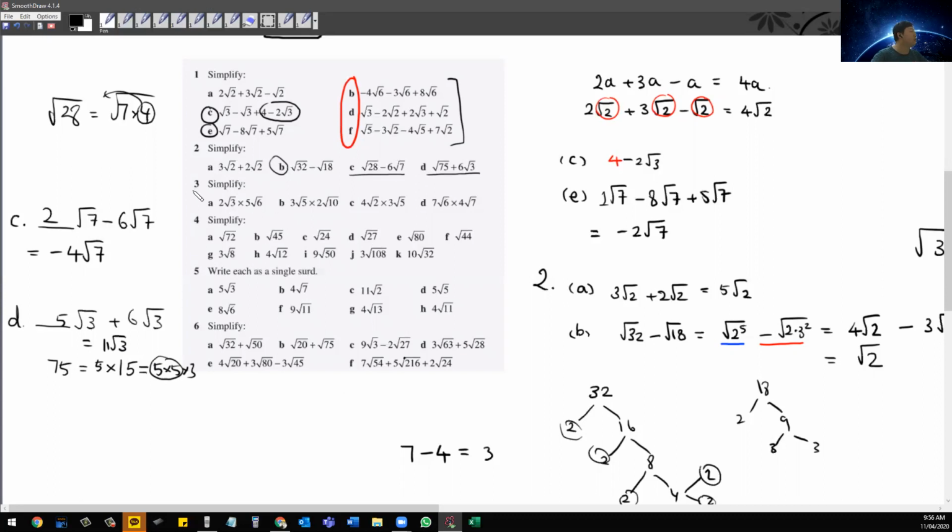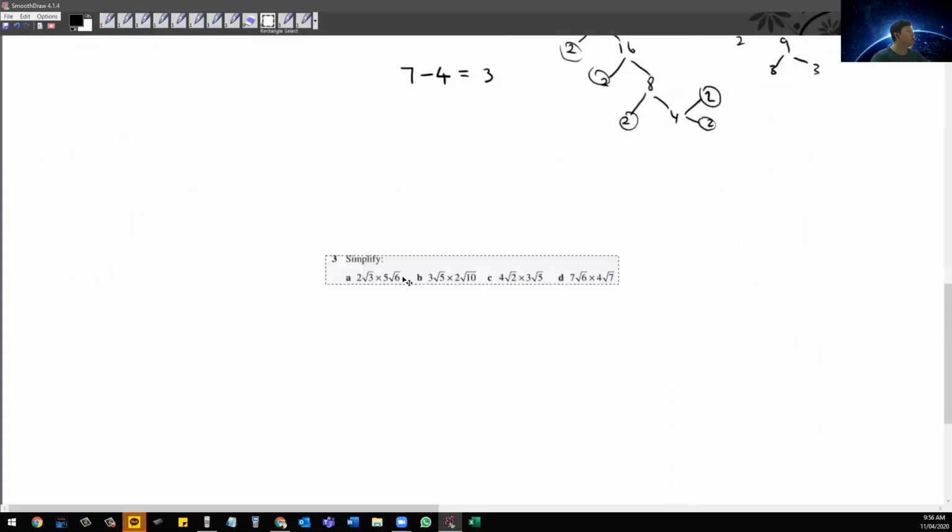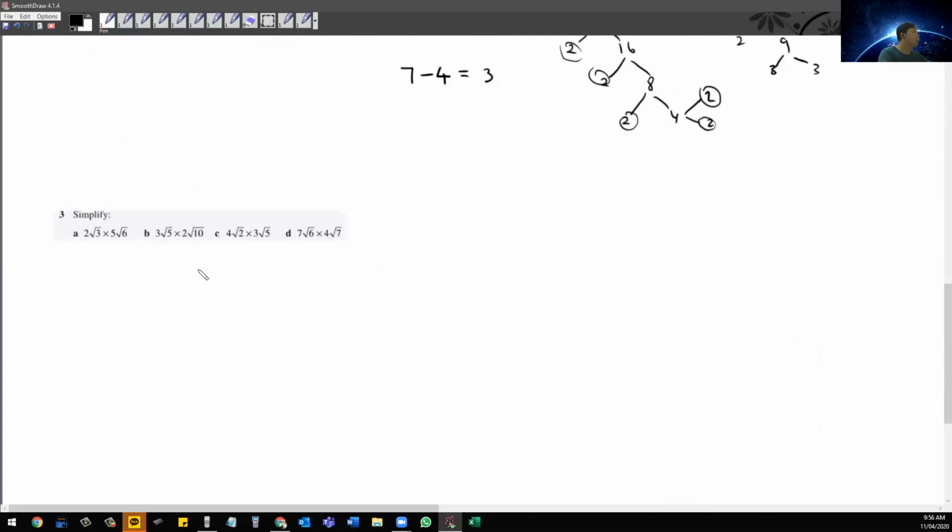Now we're going to move on to question 3. So we've been doing addition. Now it's multiplication. So multiplication is a lot easier. You just got to do 2 times 5 is 10. So it's 10 root 3 times 6, 18 there. Understand? Yeah. So just quickly work out B, C, D, please.